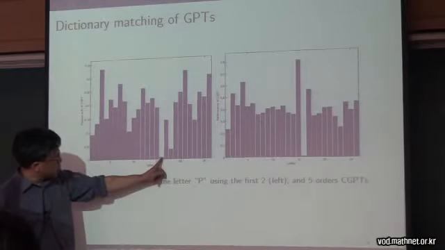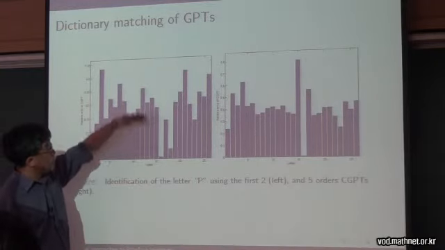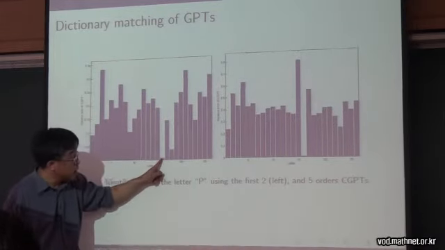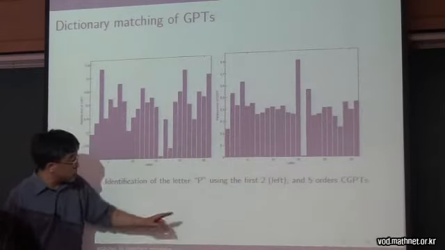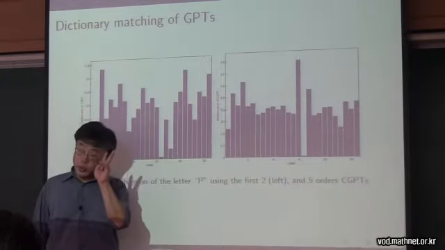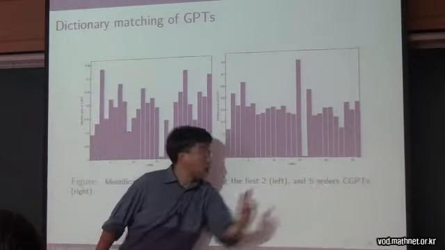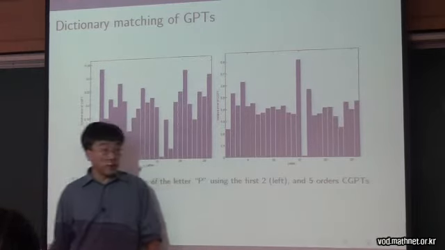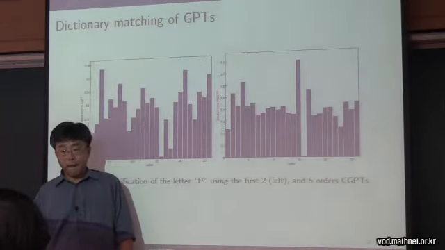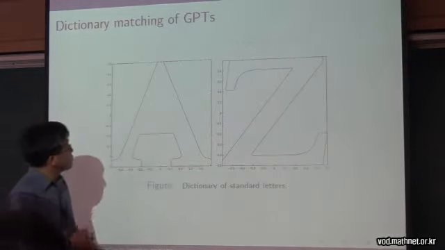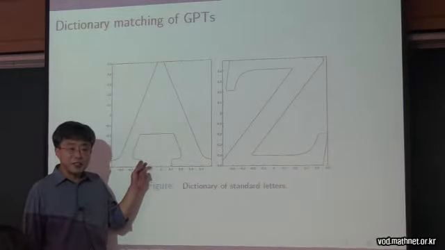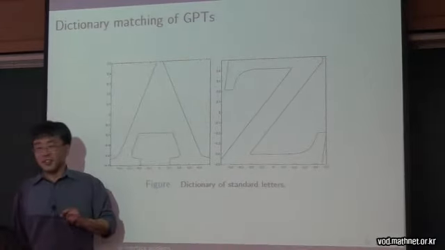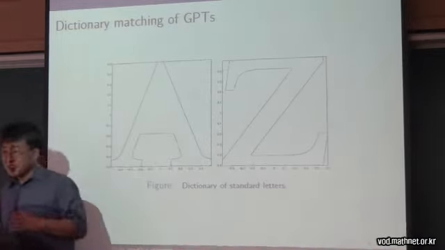So this is dictionary matching, and our target is P. This figure is using up to the second order polarization tensor, and this is up to the fifth order polarization tensor. And so you identify P exactly. Okay. But still, you see, these alphabets are without holes, because if there is a hole, then you cannot do that. So this is where we are so far.